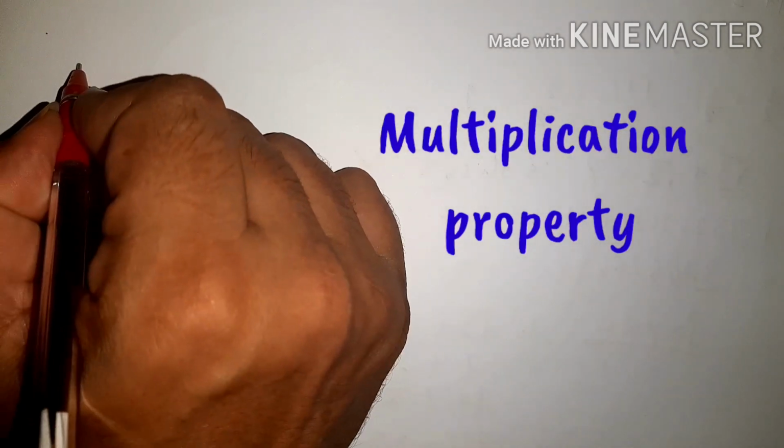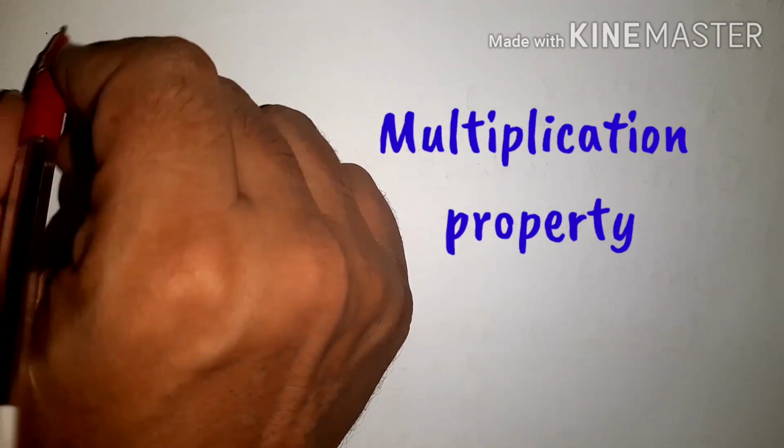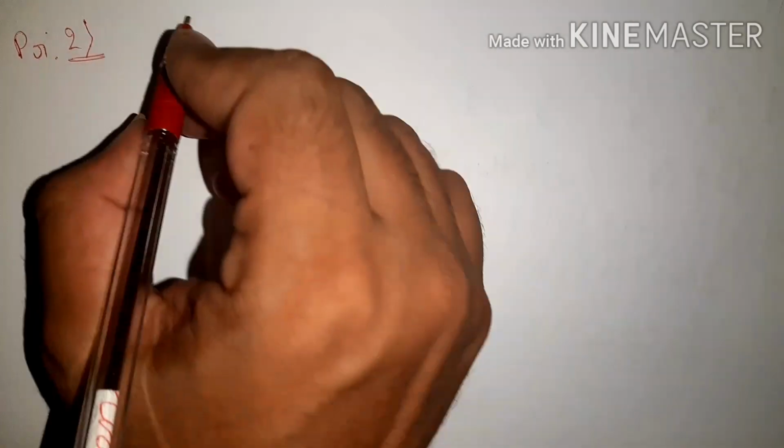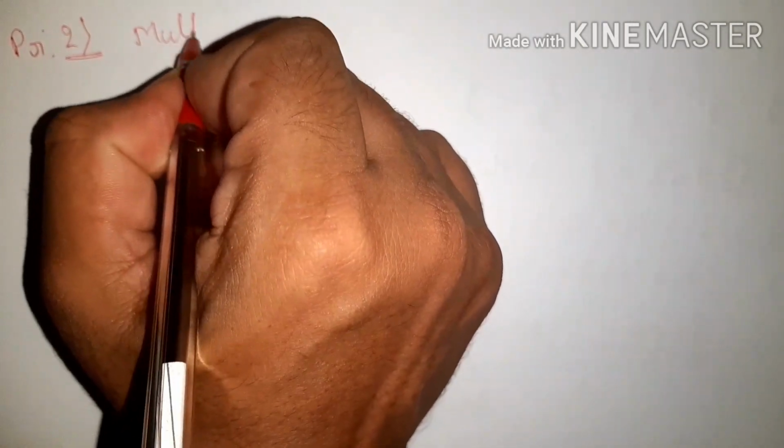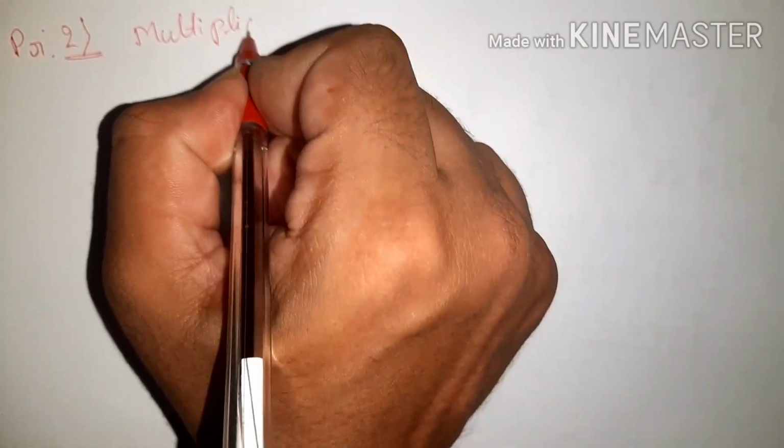Okay, till now we saw the addition property. Now we'll go for the multiplication property. This is property 2. I'll write PR2, property 2. That is multiplication.